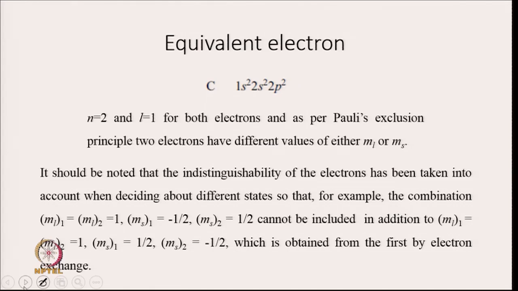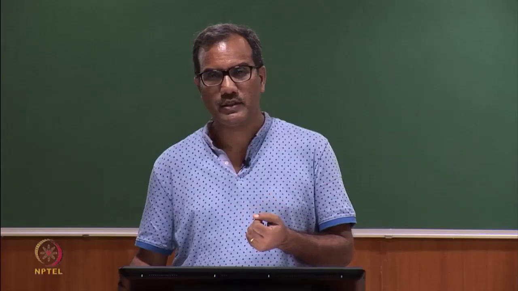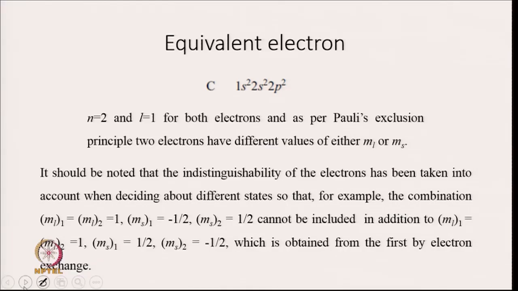Equivalent electrons are a bit different because we have to take care of the Pauli exclusion principle and Hund's multiplicity rule. So let's see with one example what we mean by equivalent electrons. Let's look at the ground state of carbon. Now we are looking at the ground state of carbon, not the excited state. In the ground state of carbon, there are two electrons in level 2p. These electrons have the same value of n and the same value of l, and so they are equivalent electrons.